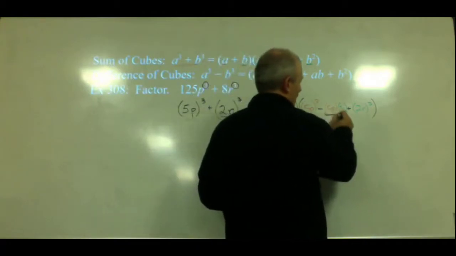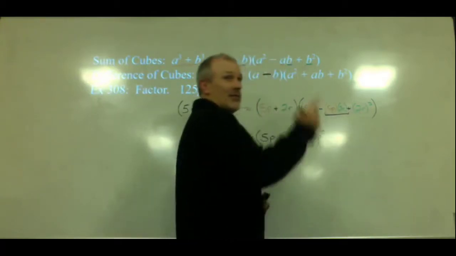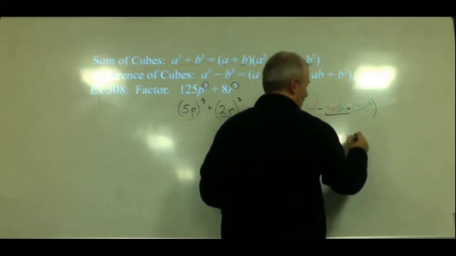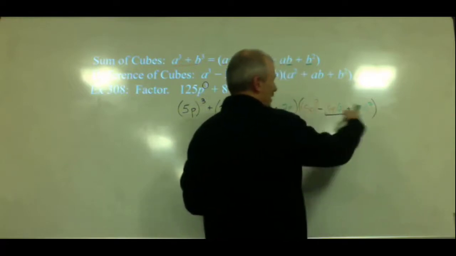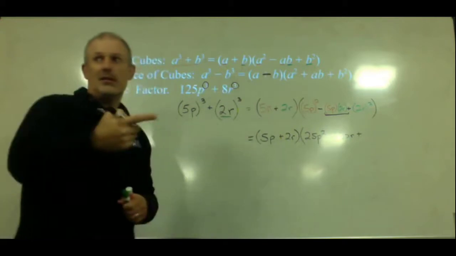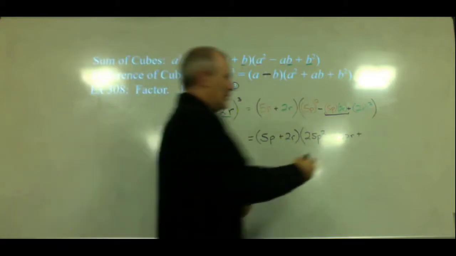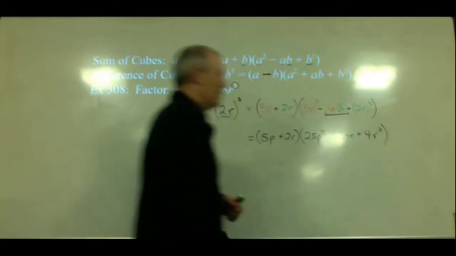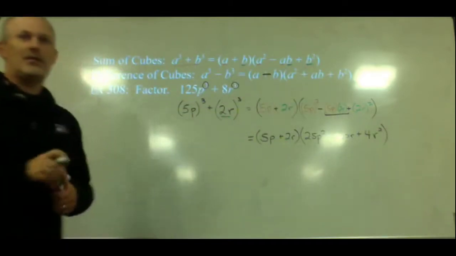And we've got our minus sign. And then here we're multiplying these two together. So we would have 5 times 2 is 10. And then pr. And then plus. And then again, same thing here as over here. 2r times 2r is what? 4r squared. And that's your factoring there.